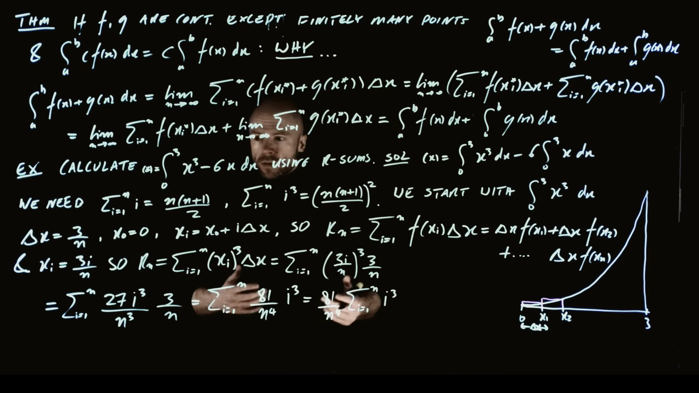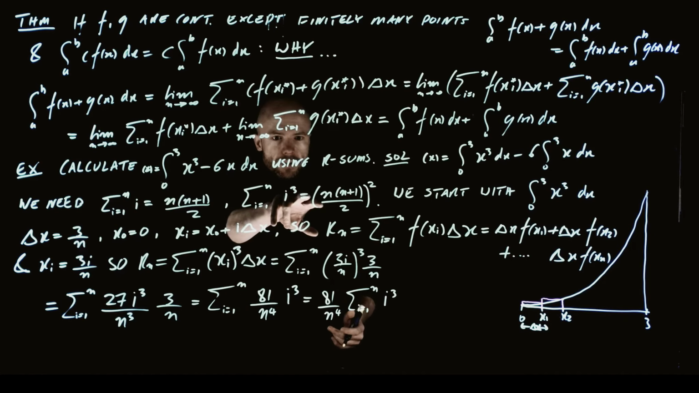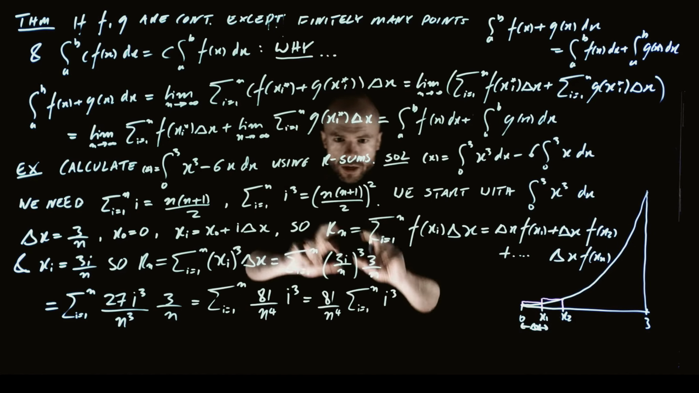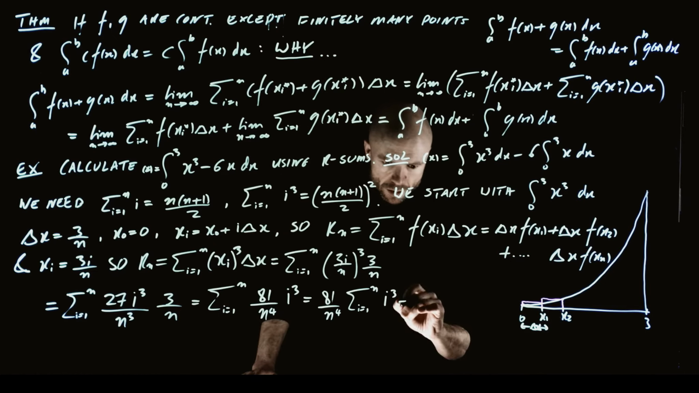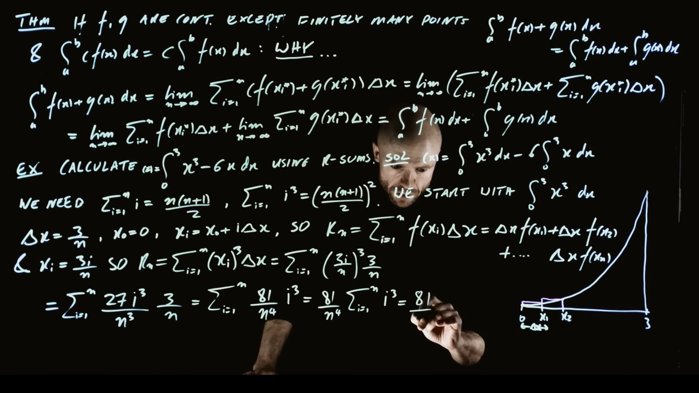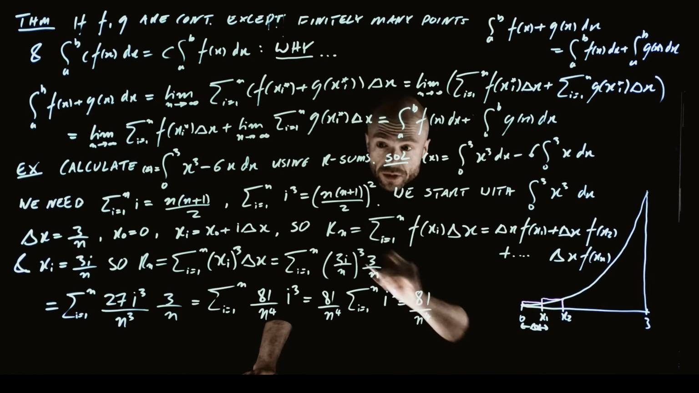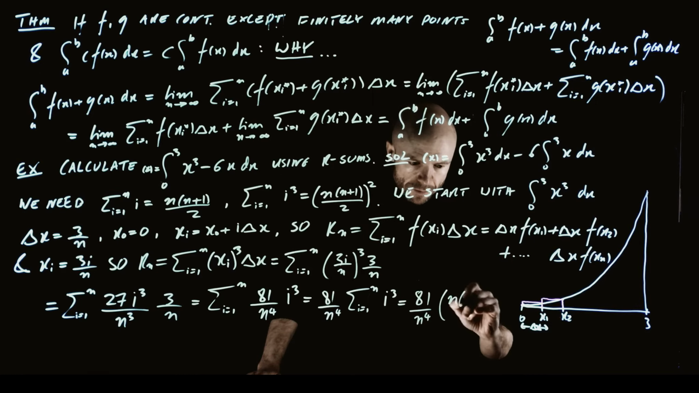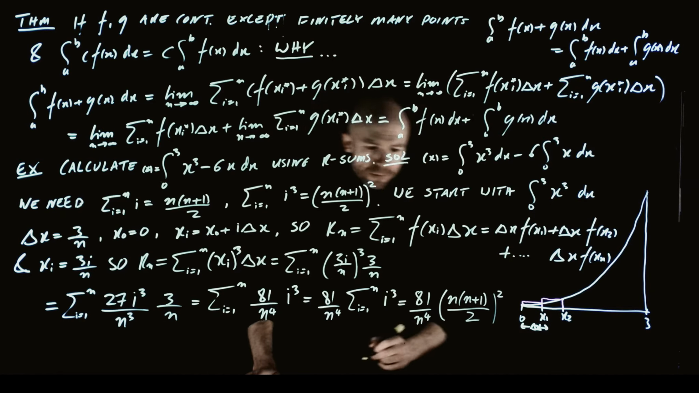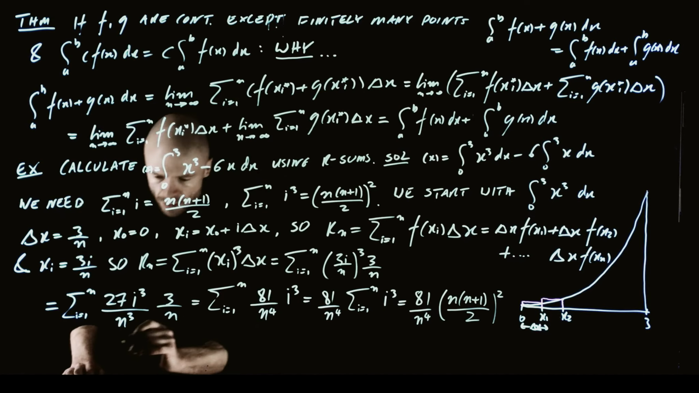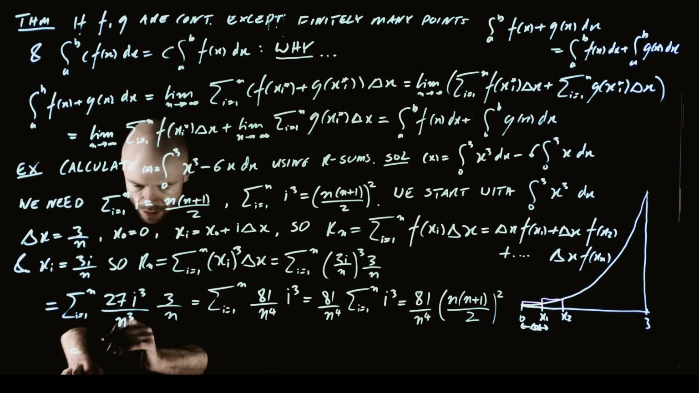Cool. And now we use this formula which is given to us right here. So we replace this part by this explicit formula: 81 over n to the power 4, and we put this stuff in. n times (n plus 1) over 2, everything squared. Yeah. And then we can start to figure this stuff out, right?